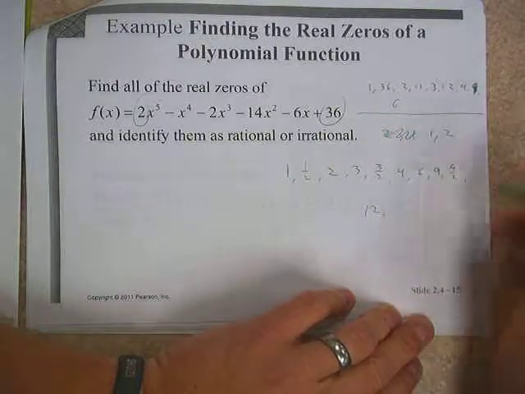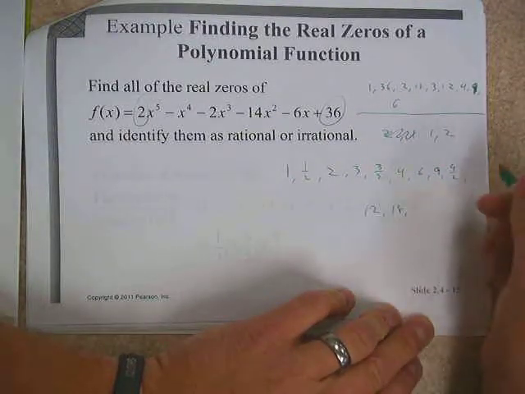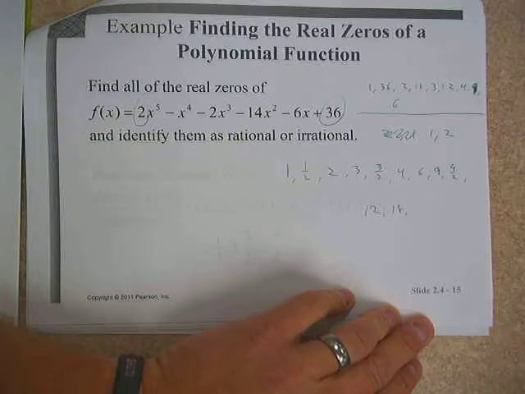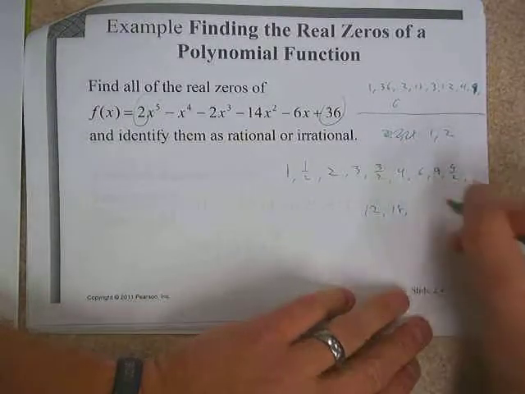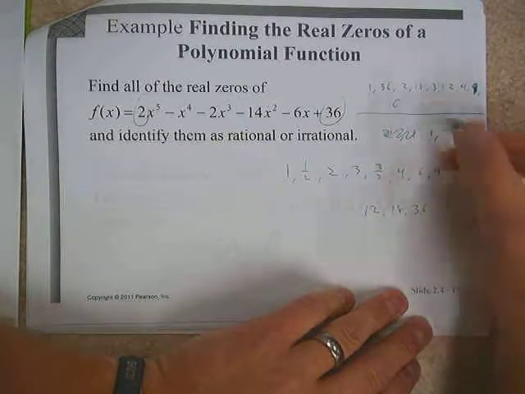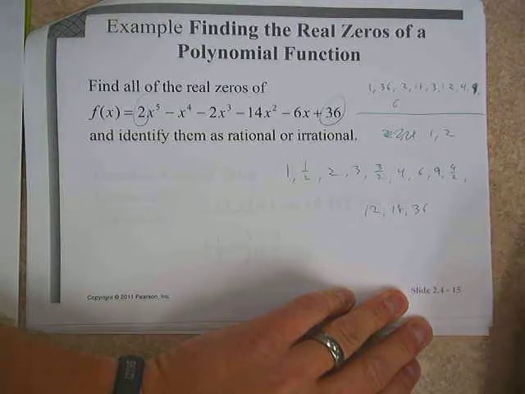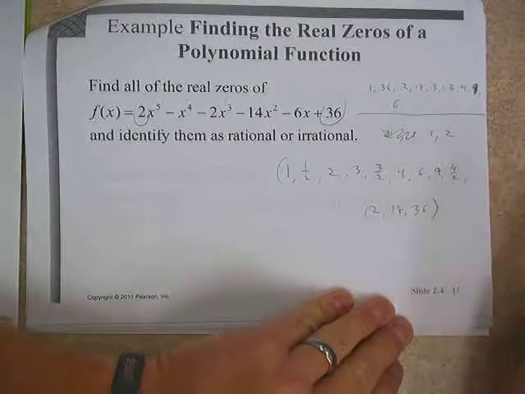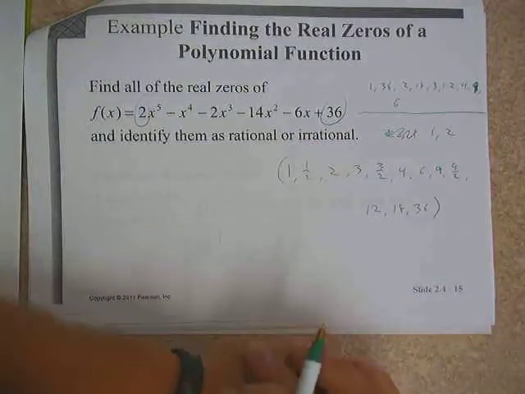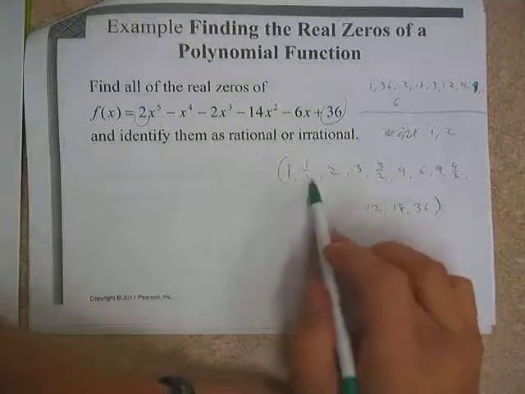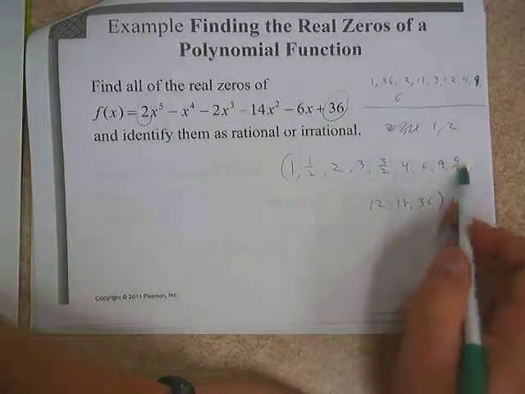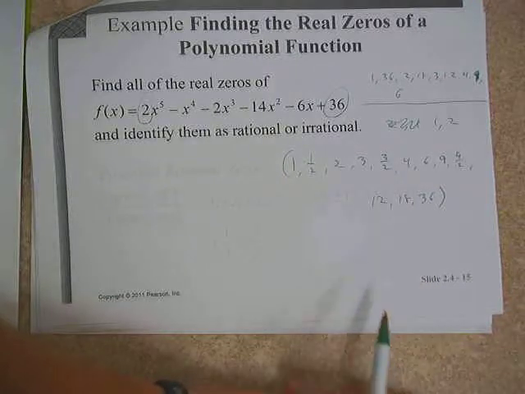Okay. All right. And then I'd go to my next largest one, which is 12. It'd be 12 over 1. 12 over 2 would be 6, which I already have. Then I have an 18. And an 18 over 2 is 9, which I already have. And then I have a 36 over 1, which is 36. And 36 over 2 is 18, which I already have.